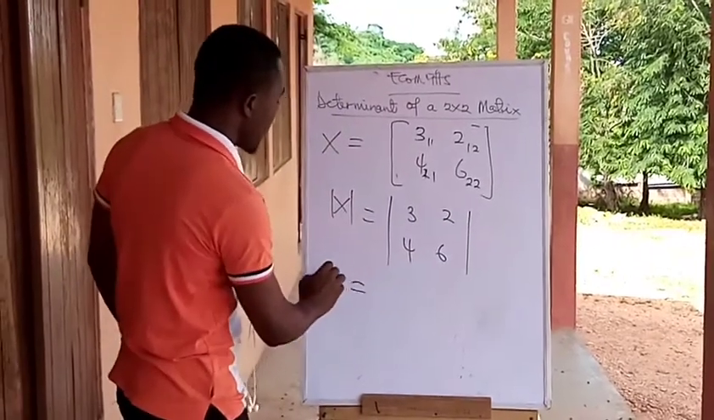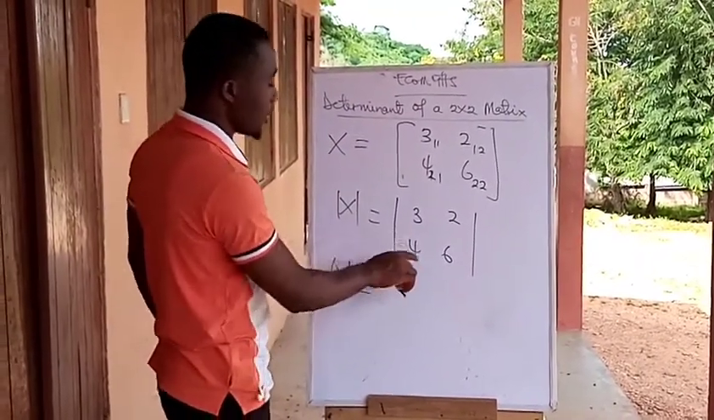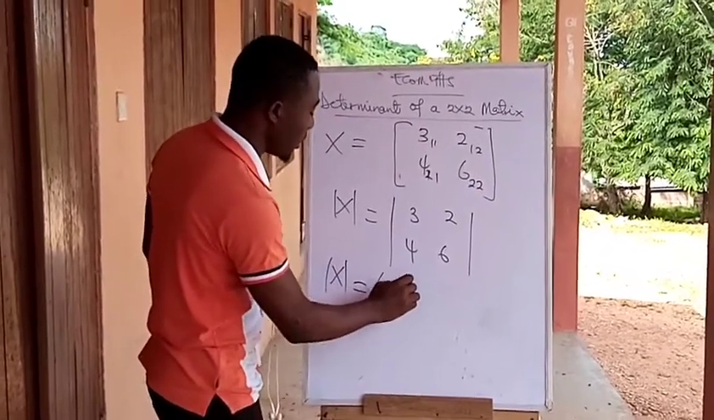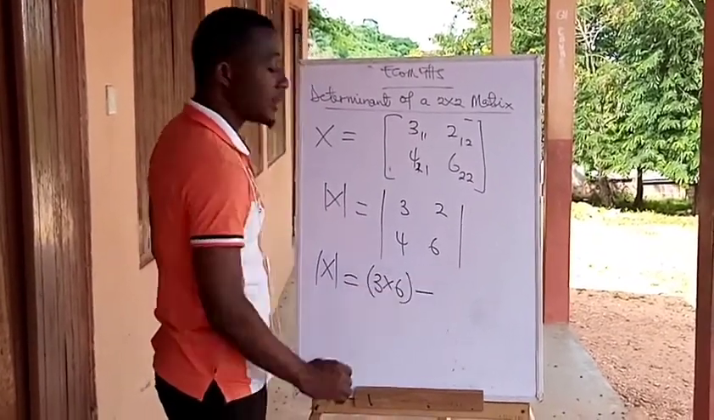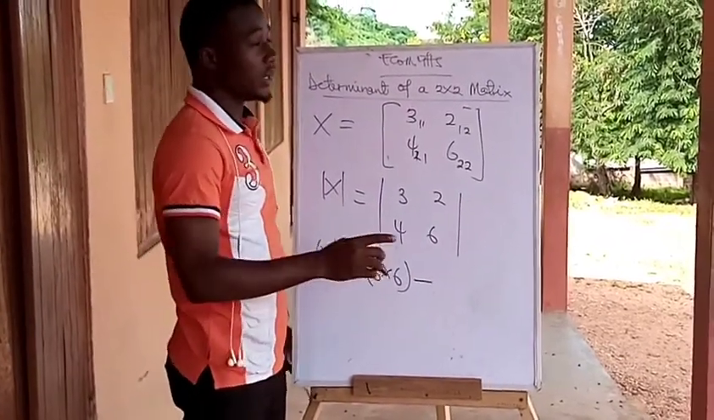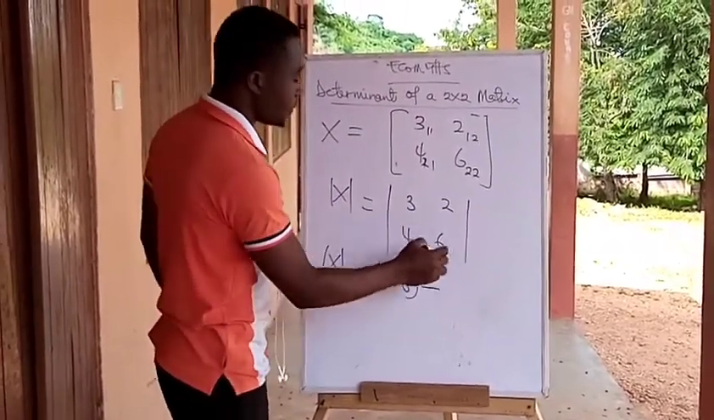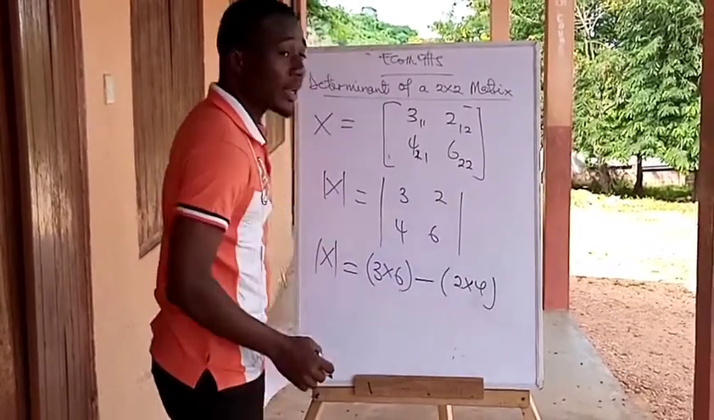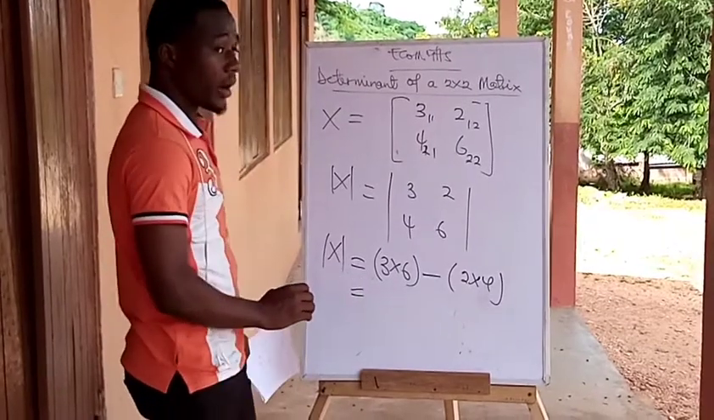In order to find the determinant of this matrix, multiply what is on the main diagonal. What is on our main diagonal is 3 times 6, then minus what is on the off diagonal, the one that is not the main diagonal. The elements there are 2 and 4. So you multiply them, then you do your arithmetic.